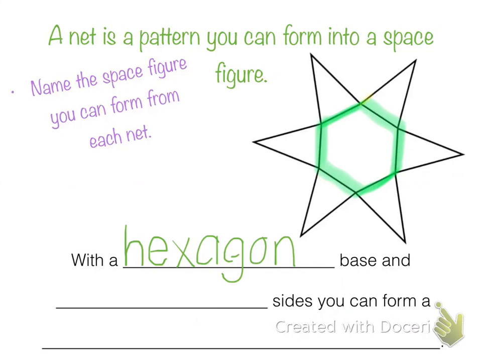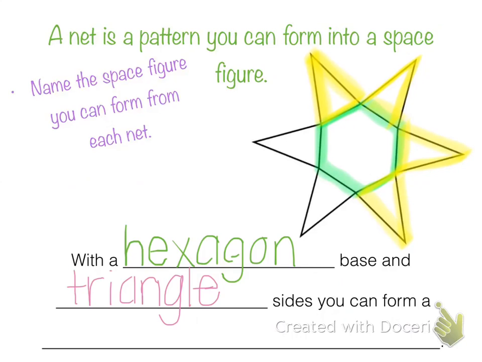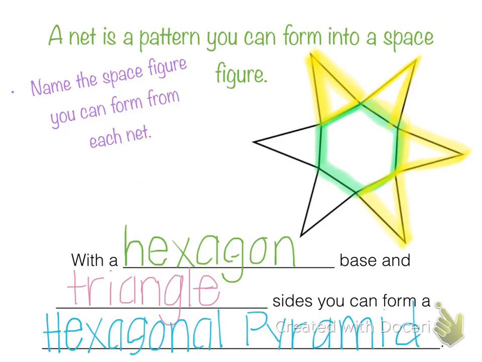And next we're going to want to take a look at the sides. So this side is a little bit different from what we were seeing on our last examples. Our sides are no longer rectangles. These are actually triangles. So whenever we have triangle sides, we're not going to be making a prism, but instead we're going to be making a pyramid. So when we put the two of these together, it's going to be called a hexagonal pyramid. So try saying that a few times. Hexagonal pyramid.